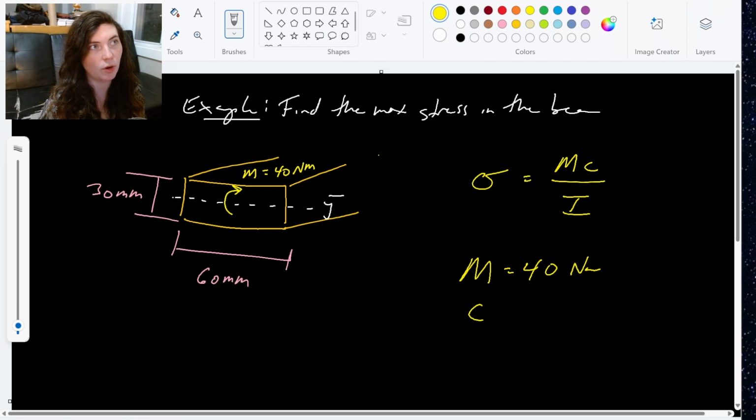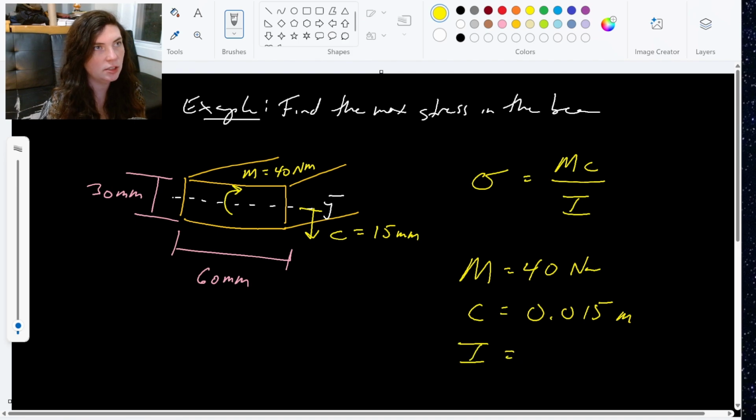So our centroid for a rectangle is going to cut just halfway through, right? It's going to cut right through the center there. So this means that my C value is going to be this distance halfway here. My C value is going to be 15 millimeters, right? Cuts halfway through that 30 millimeter height there. This is the distance that I'm looking at, so 0.015 meters.